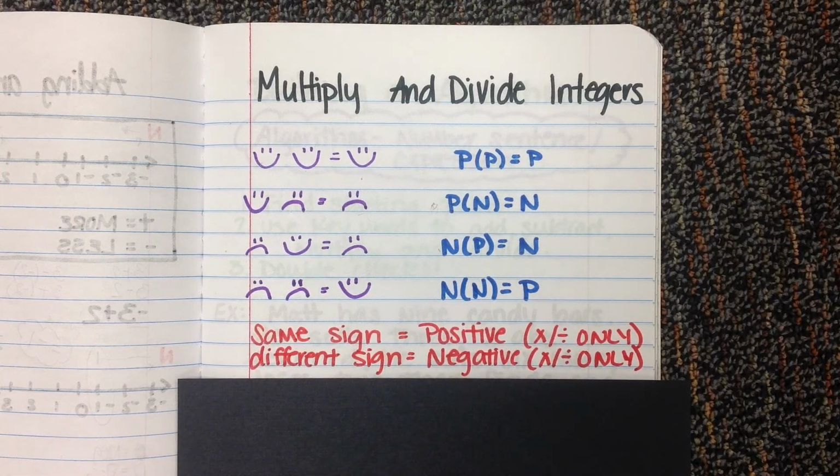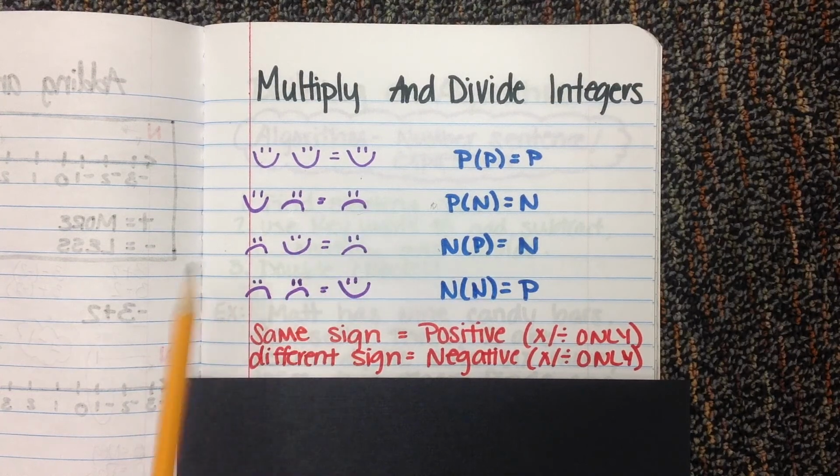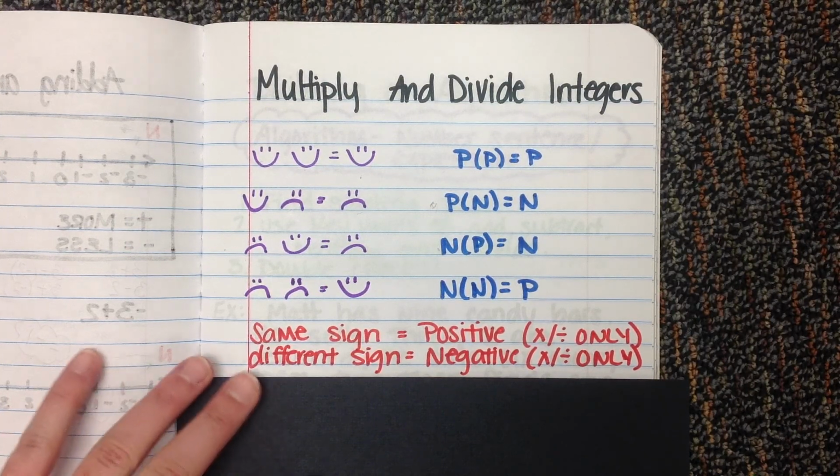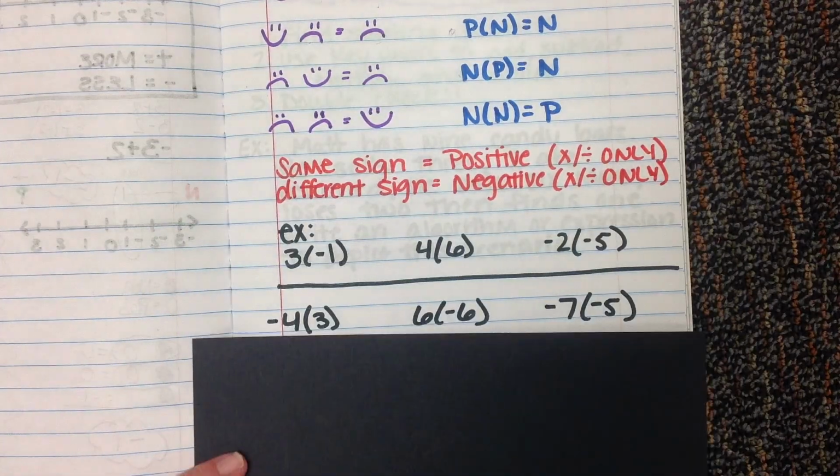Now remember, this is for multiplication and division only, okay? When you have a different sign, the answer is negative. So when good things happen to bad people, well, that's a negative. And when bad things happen to good people, that's also a negative. Different signs equal negative. Again, that's multiplication and division only. Okay? And that's literally all it is.